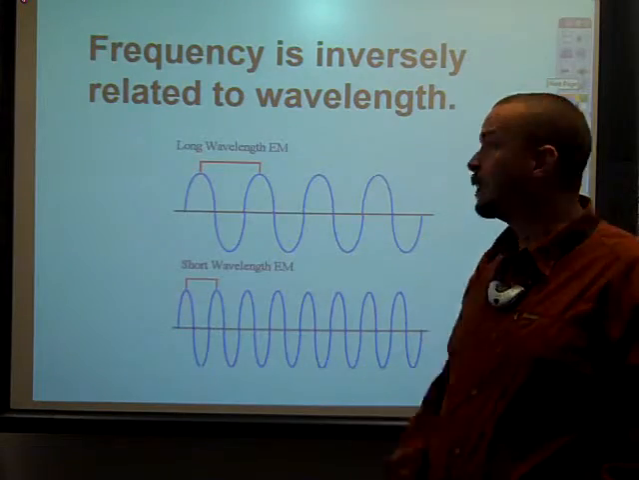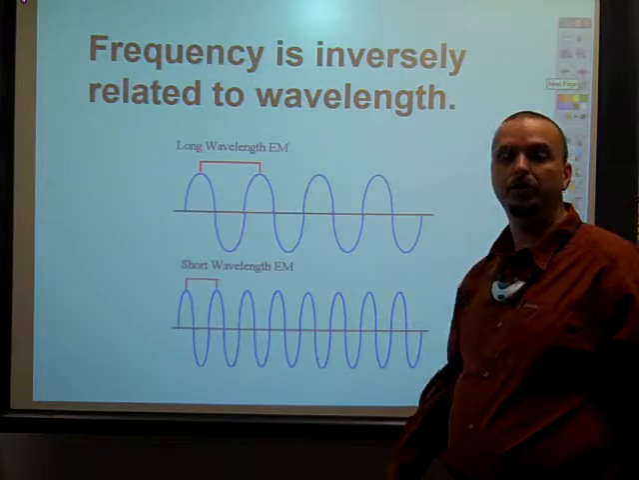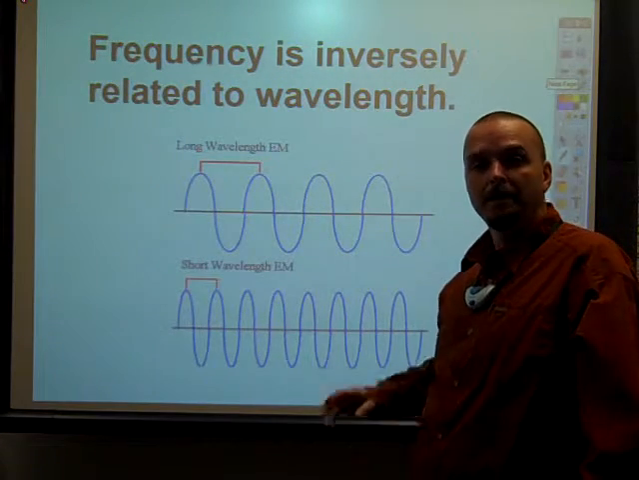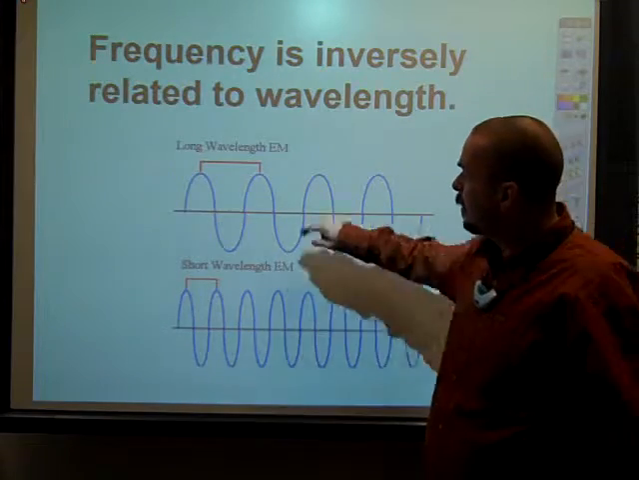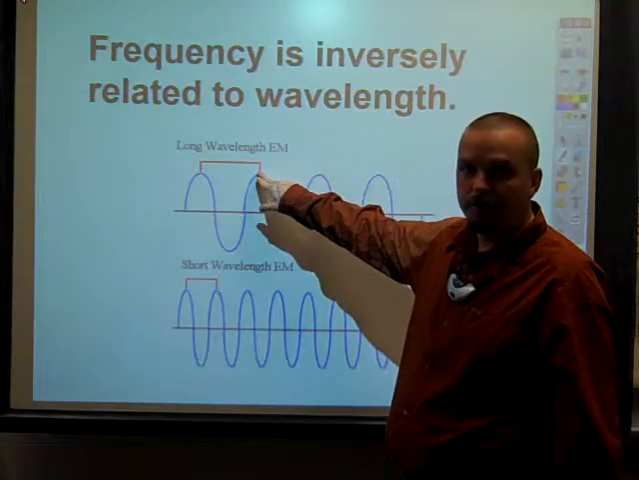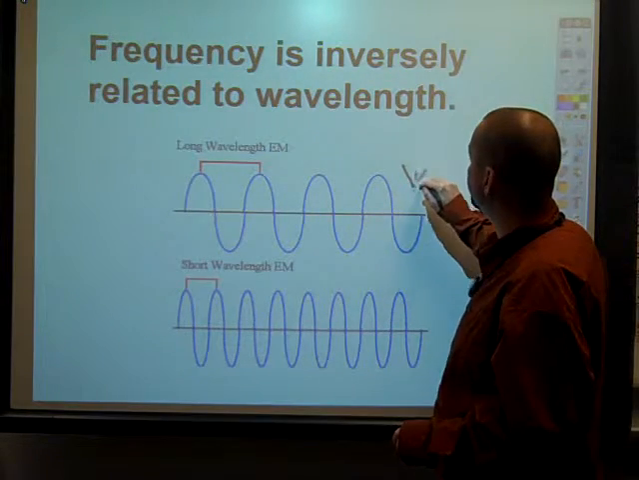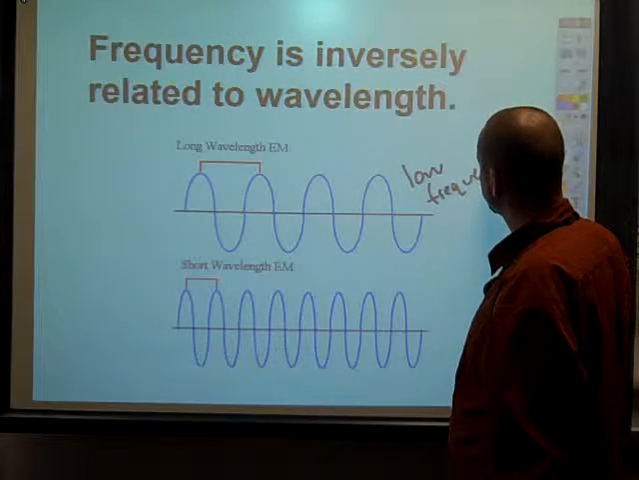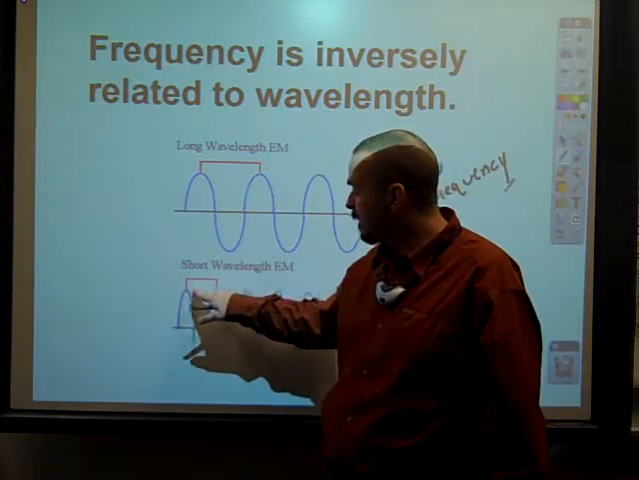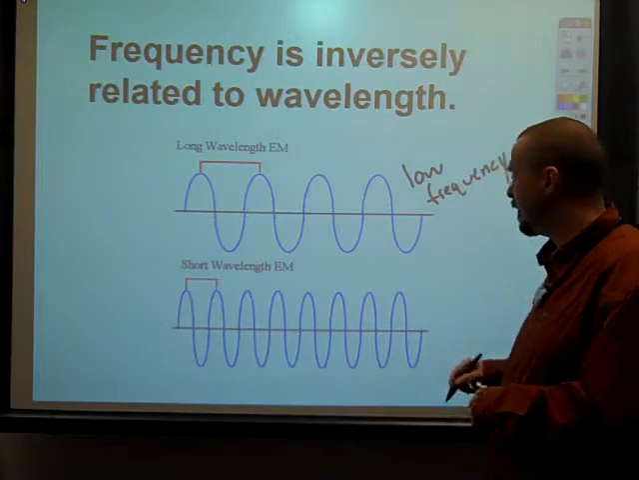Frequency is inversely related to wavelength. These two ideas are related to each other. And again, inversely related or inversely proportional means that they change in opposite ways. When one goes up, the other goes down. When the wavelength is large, the frequency is low or small. This would be a low frequency wave. When the wavelength is short, the frequency is high. You're going to get hit by a lot more waves every second.